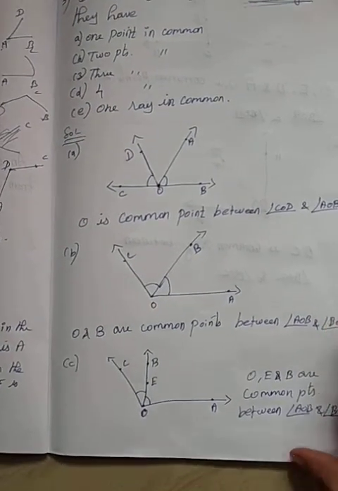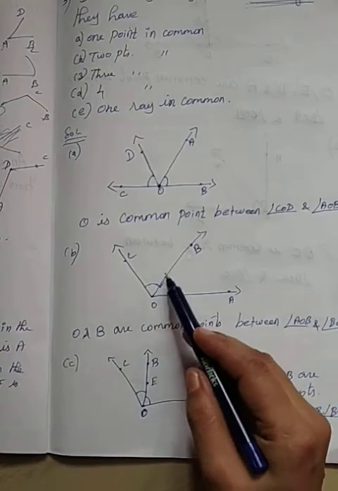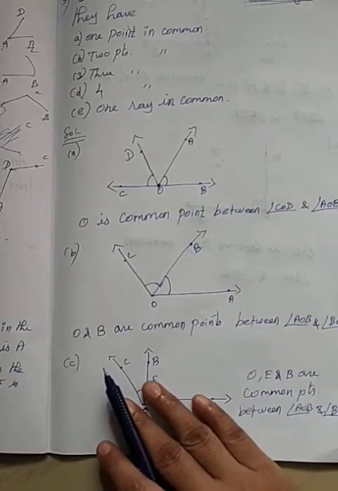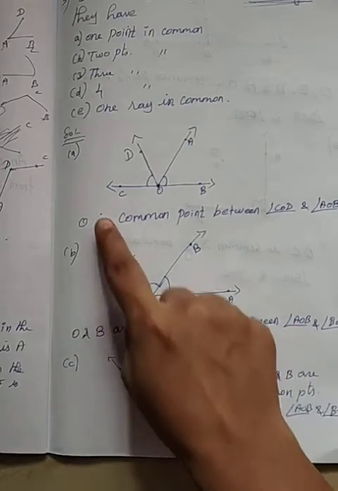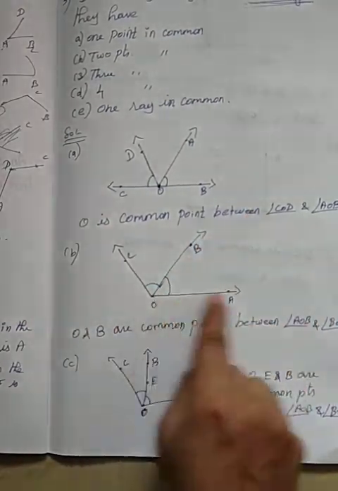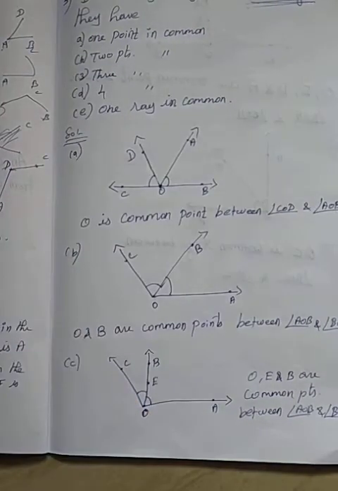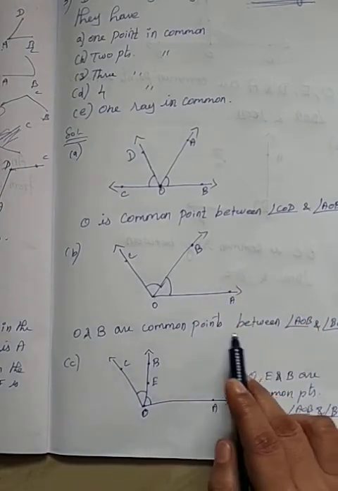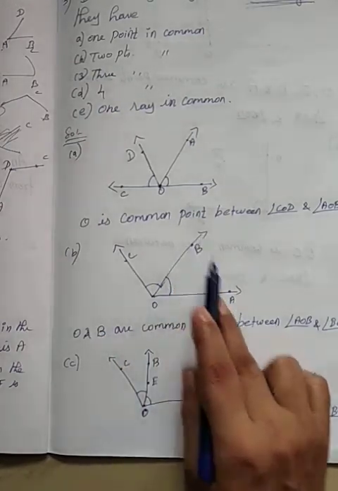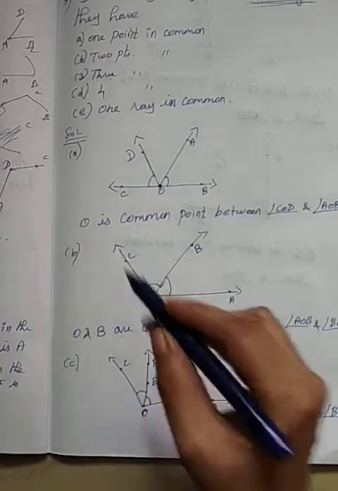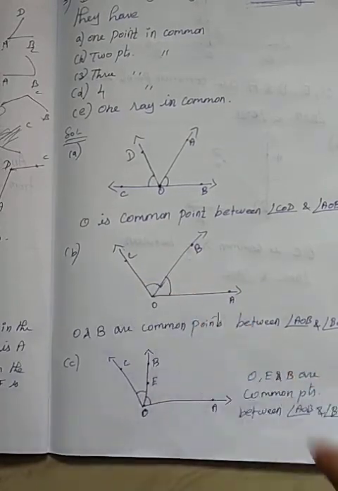Next, second one. What is the second one? 2 points, 2 angles. 2 angles means you have to draw this one. Okay, 2 angles and then 2 points you need means you have to take OB. See, in this angle OB and this angle is also OB. So, O and B are common points between these two angles. What are the names of these two angles? AOB is one angle. The other one, BOC, is the other angle. So, two angles, two common points.